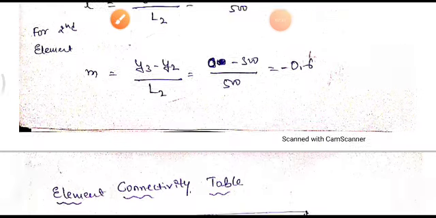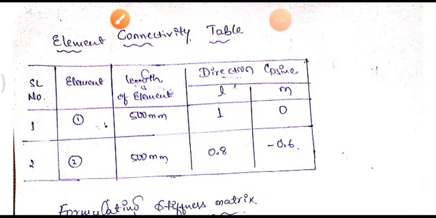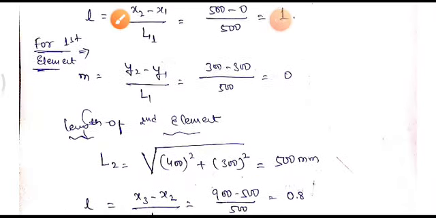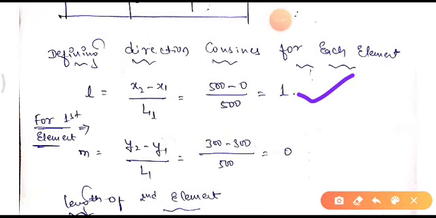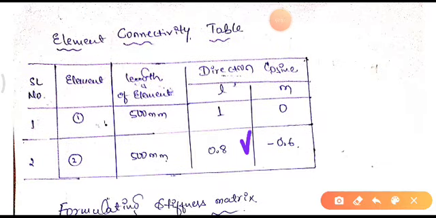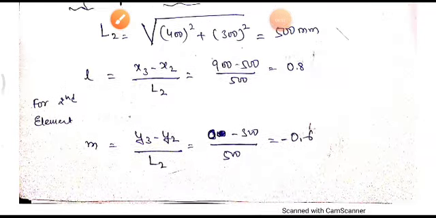Once we define the direction cosines, next we need to form an elemental connectivity table, where the first element is connected between node 1 and 2. The length of the element is 500 and the direction cosines are L is 1, M is 0. That's what we have found out over here. Similarly, for the second element, the direction cosines are 0.8 and minus 0.6, which we have found out here.